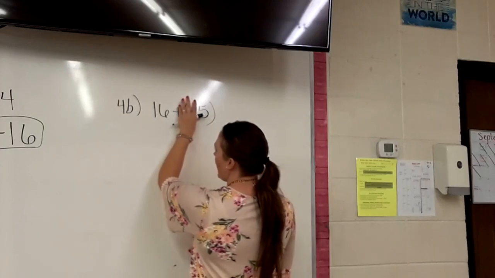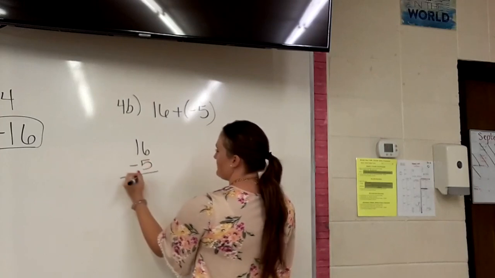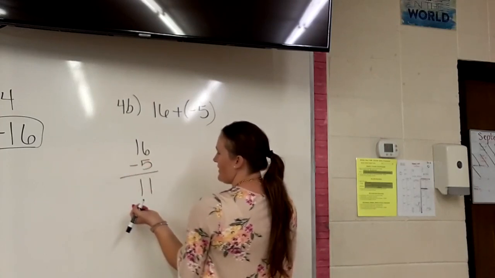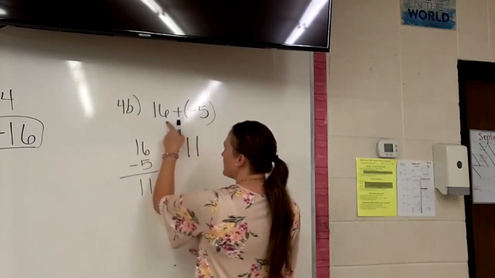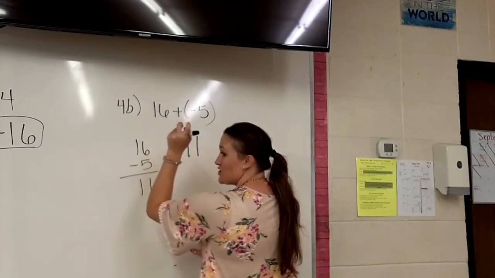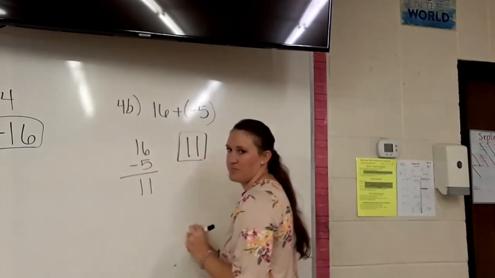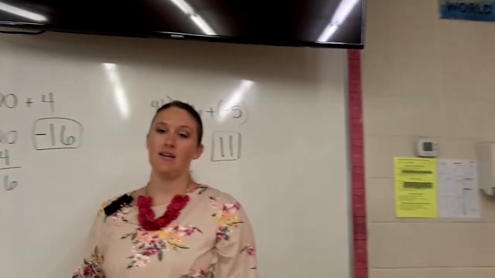Okay, looking at 4B, again, we're adding with a positive and a negative, so different signs. So if I cover up the signs, I have a 16 and a 5. So I subtract them. 16 minus 5 is 11. I come back up, we know 16 is bigger, we look and it is positive. When there's nothing there, there's an imaginary plus sign, so it's positive. So 11 is positive.